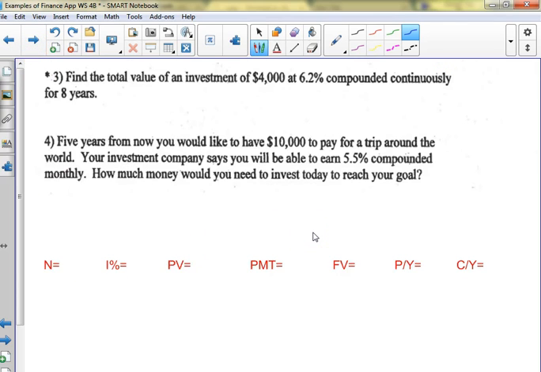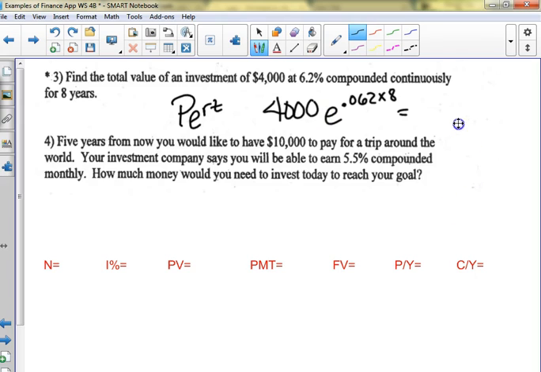The next question is a compounded continuously question. What does that mean we need? Yes, we need this PERT formula that's on your sheet. So we have 4,000 e to the 0.062 times 8. This should be a little bit more yet than what we just got. And again, there is a way to trick your calculator app into doing this, but I wouldn't suggest it. That's why you get the formula.